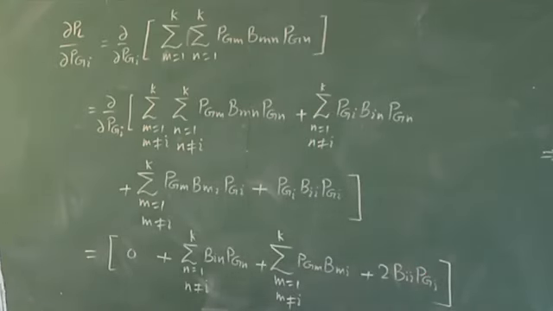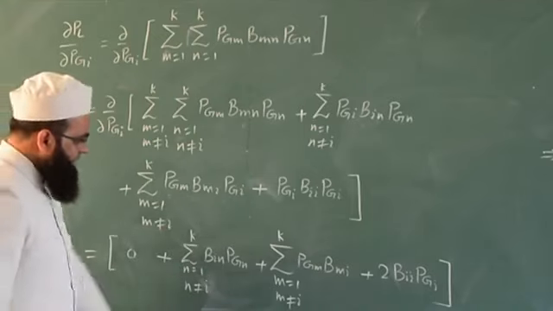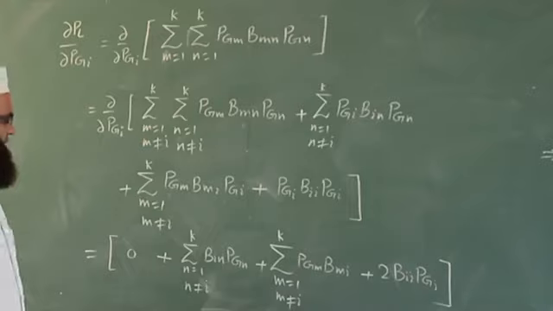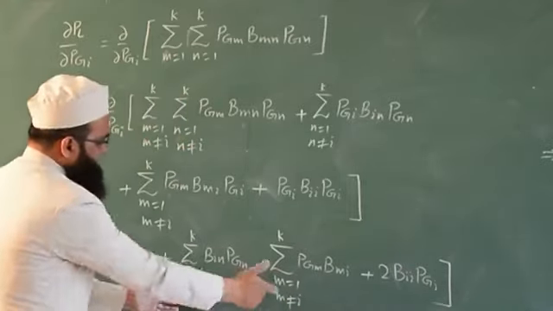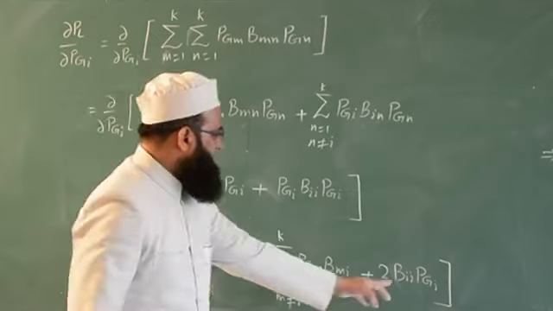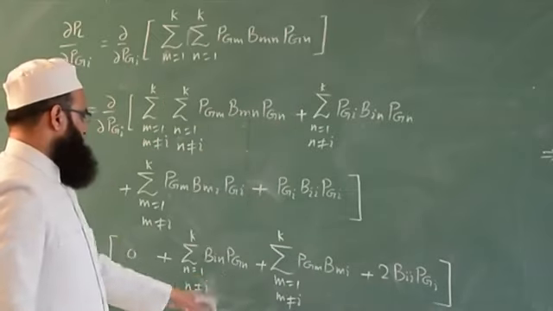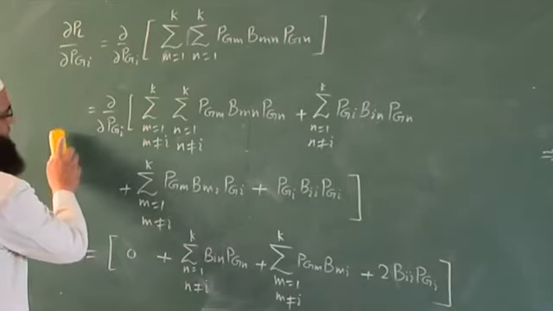This can further be written as the summation over n equal to 1 to k, n not equal to i, and m equal to 1 to k, m not equal to i, of B_mn P_Gj. So these two are basically the same except the ith term. So the ith term can be written as, one can be sent here, one can be sent here. So directly we can write this.